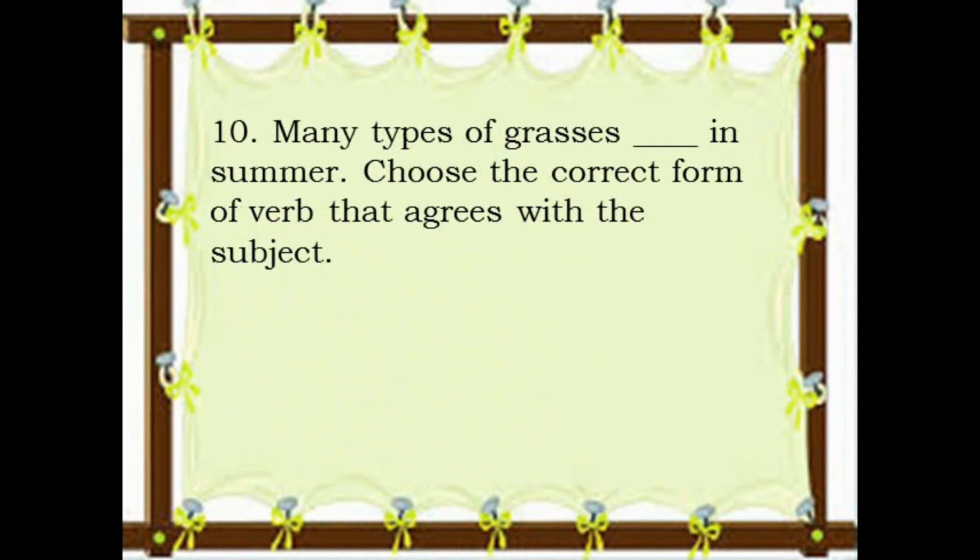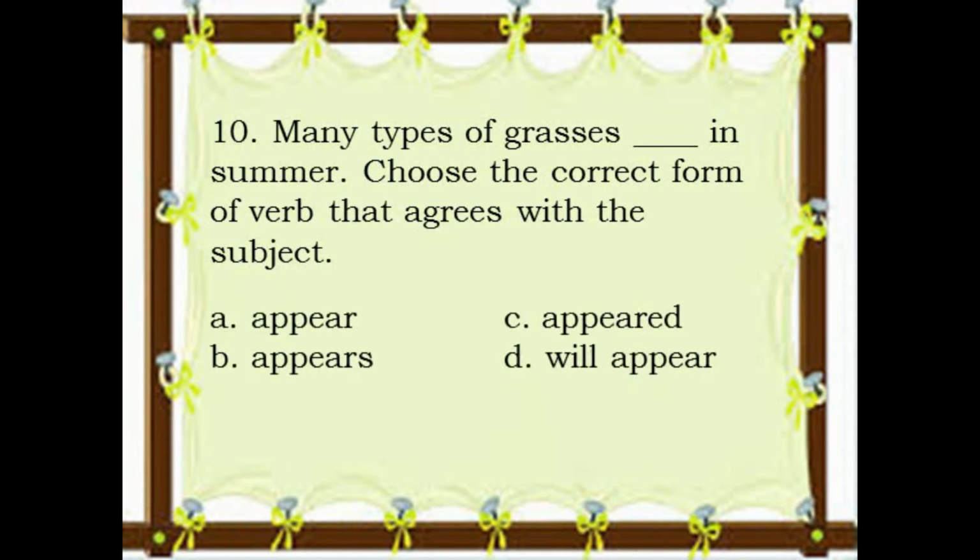Number 10. Many types of grasses blank in summer. Choose the correct form of verb that agrees with the subject. A. Appear. B. Appears. C. Appeared. D. Will appear.